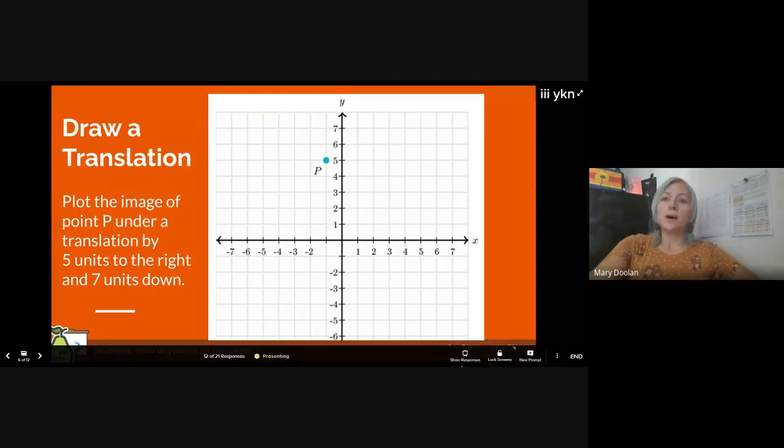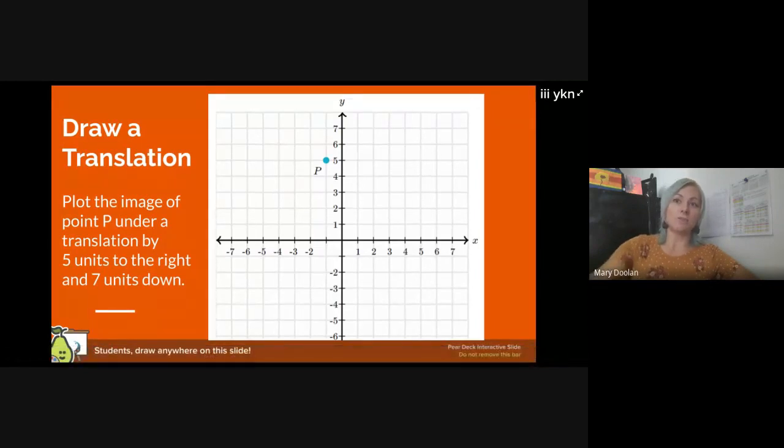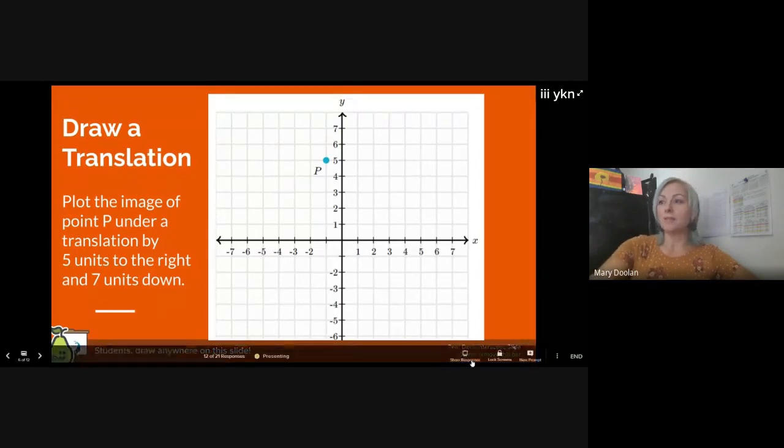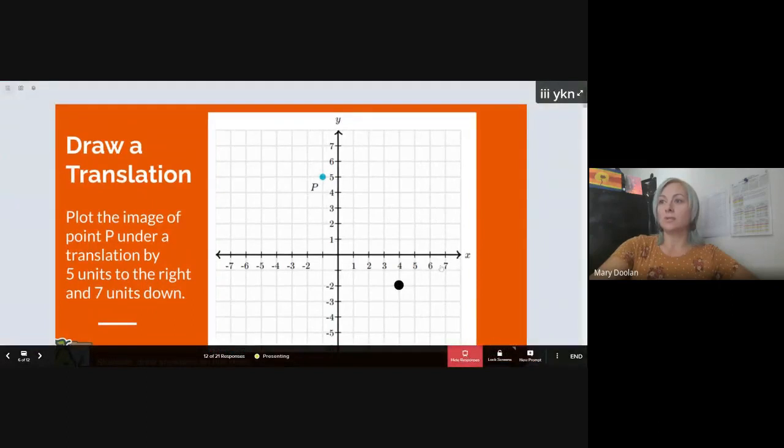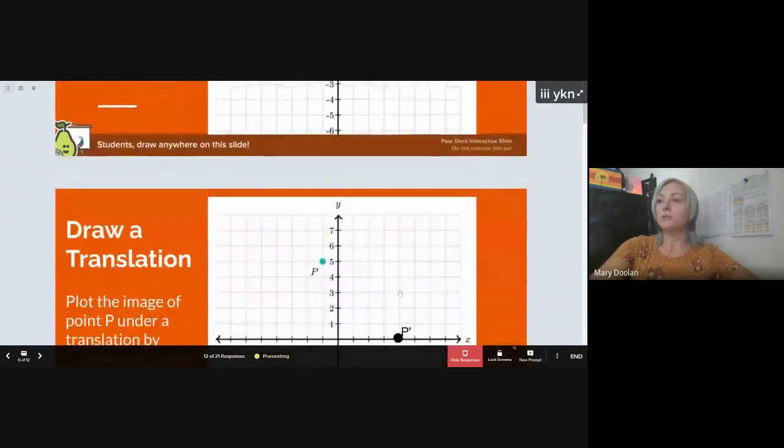Okay, so for this interactive slide, draw a translation. It says plot the image of point P under a translation by 5 units to the right and 7 units down. Let's see if this first one is correct. 1, 2, 3, 4, 5 units to the right. 1, 2, 3, 4, 5, 6, 7 units down. Perfect. Okay, so you should have a point at 4, 2.